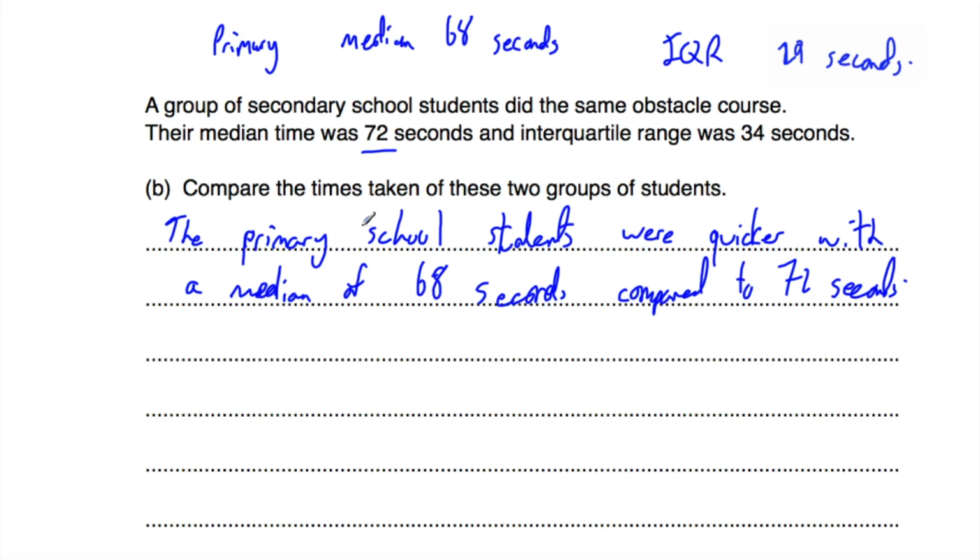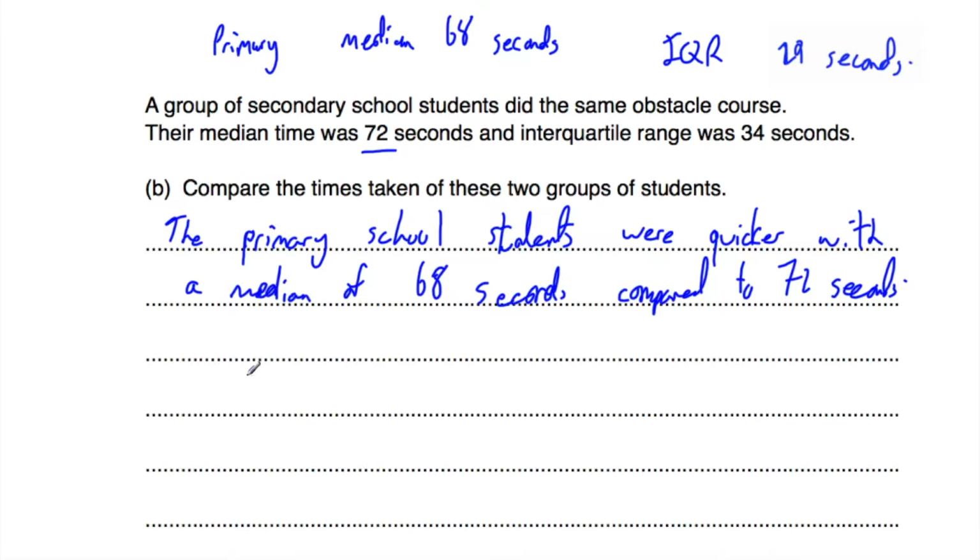Okay, so I've just explained that the primary school students were quicker with a median of 68 seconds compared to 72 seconds. Okay, now let's have a look at how they're spread out. So we're going to look at the interquartile ranges, and whoever's got a smaller interquartile range means that their data is less spread out. So that means that they're more consistent. So for the primary school students, their interquartile range is only 29 seconds, but the secondary school students, they have a bigger interquartile range. That means their results are more spread out.